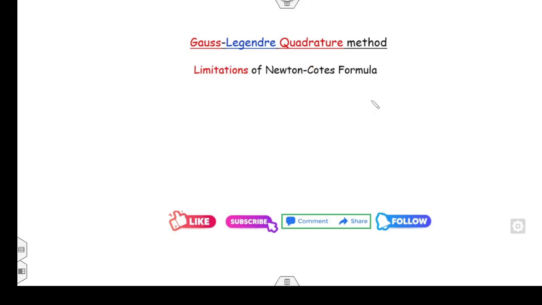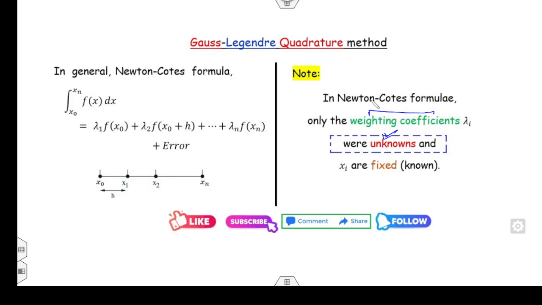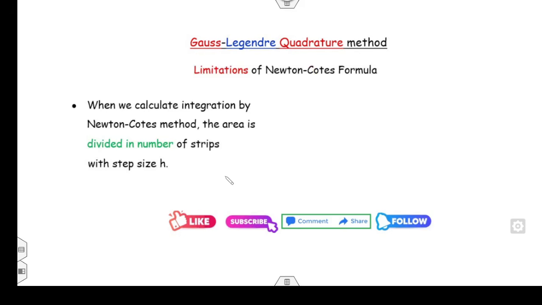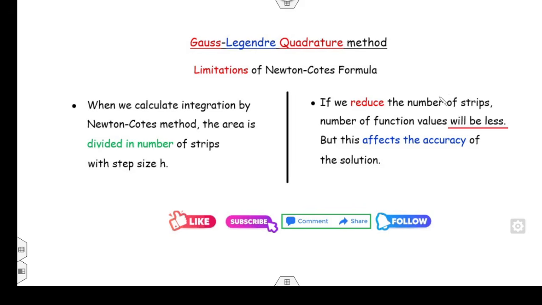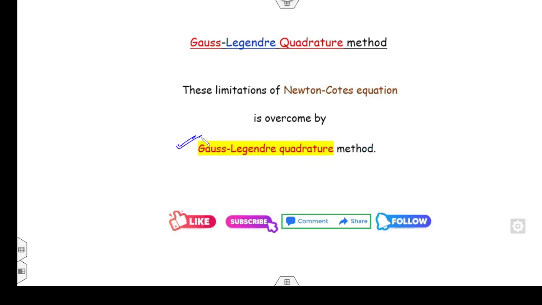But what are the limitations of this Newton-Cotes formula? As we can see, we have divided the domain, that is x0 to xn, into n equally spaced components. We have divided into strips of size h, but once we reduce the value of h, or reduce the number of strips, then the function evaluations will be fewer, definitely, and that will impact the accuracy of the approximate solution. So to address such limitations, we will learn the concept of the Gauss-Legendre formula.